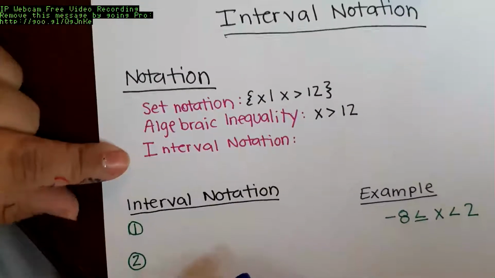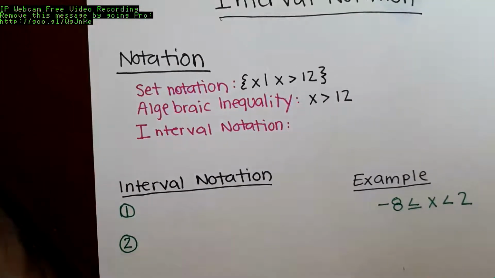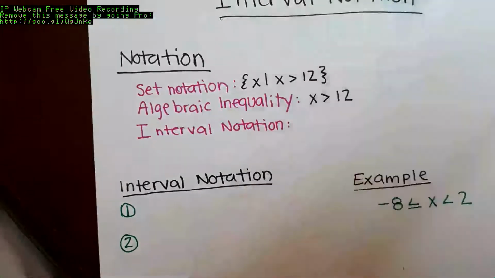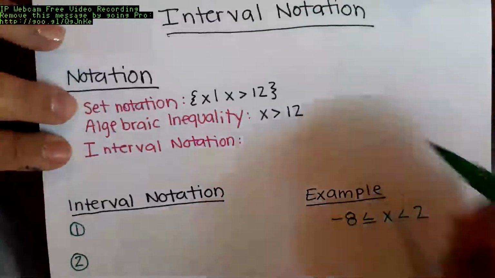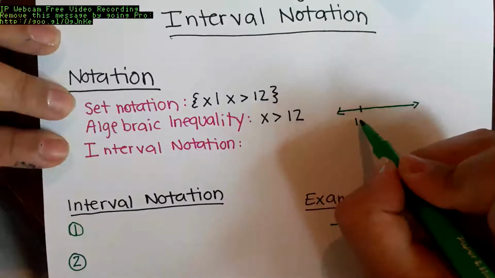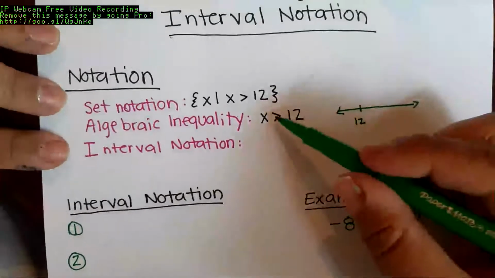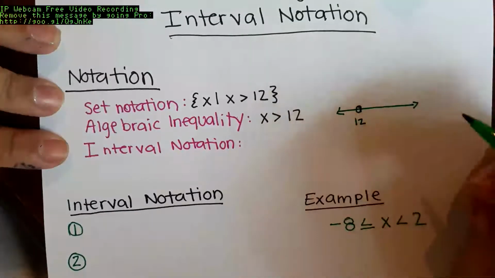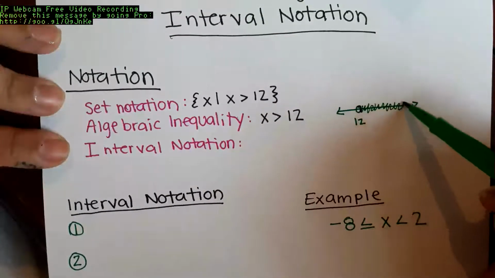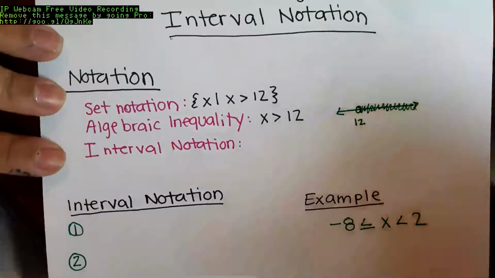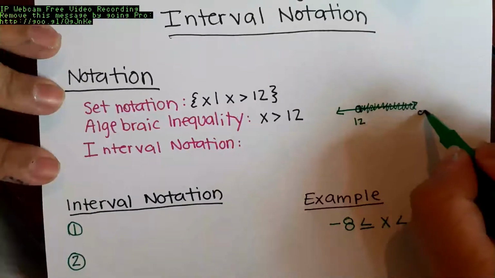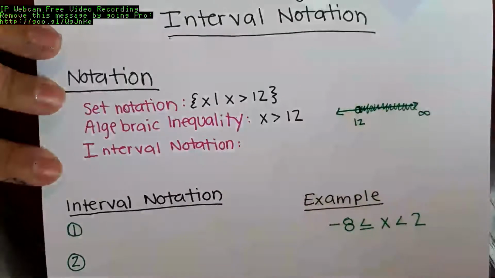So now we're going to go over interval notation. With interval notation, it helps if we know what's going on in the algebraic inequality. So in order to do that, I'm going to write down a number line and I'm going to mark where my 12 is. Since it's greater than, I know it's going to be an open circle, and my x is greater than 12. So I'm going to shade all the area that is greater than 12. So if we see there is no endpoint, it goes on forever. So it goes on up to infinity.